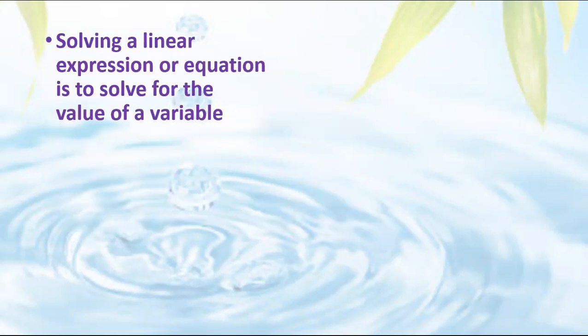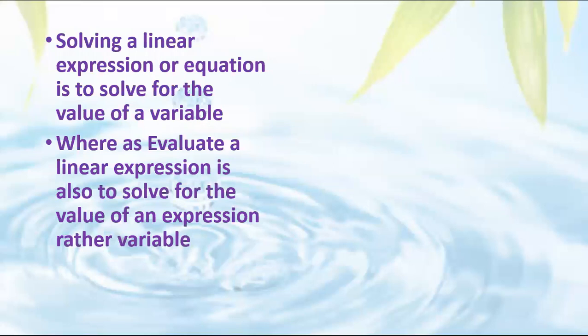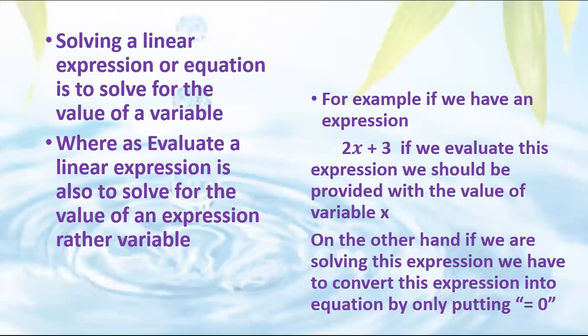When we're talking about solving a linear expression or equation, it is actually to solve for the value of the variable. On the other hand, if we are evaluating a linear expression, it is also to solve for the value of an expression. For example, if we have an expression 2x plus 3, and if we evaluate this expression, we should be provided with the value of variable x. So we can put the value and we can get the whole value of the expression. On the other hand, if we are solving this expression, we are not provided with the value of x. Rather, at first, we have to make this expression into an equation by putting an equals sign and then equals to 0.